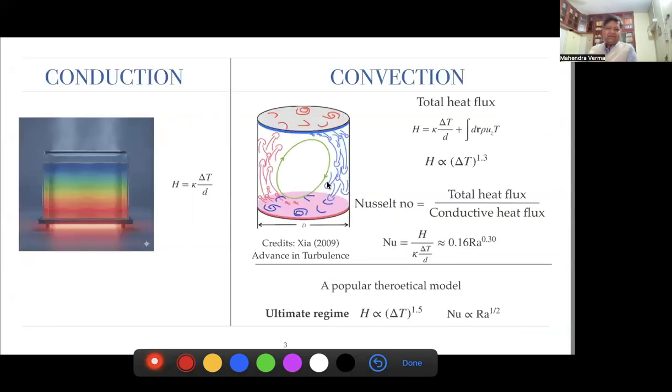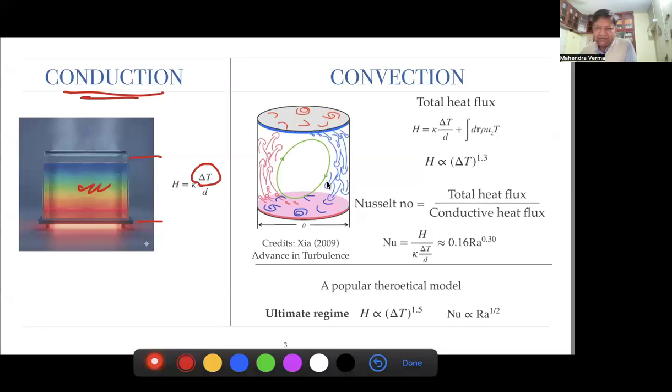All right, so I will describe what the problem is. For a small temperature difference between two plates, there's a fluid in between. When the temperature difference is small between the plates, the heat goes up by conduction, molecular diffusion. And Fourier's law says that heat flux is proportional to delta T. H is the heat flux.